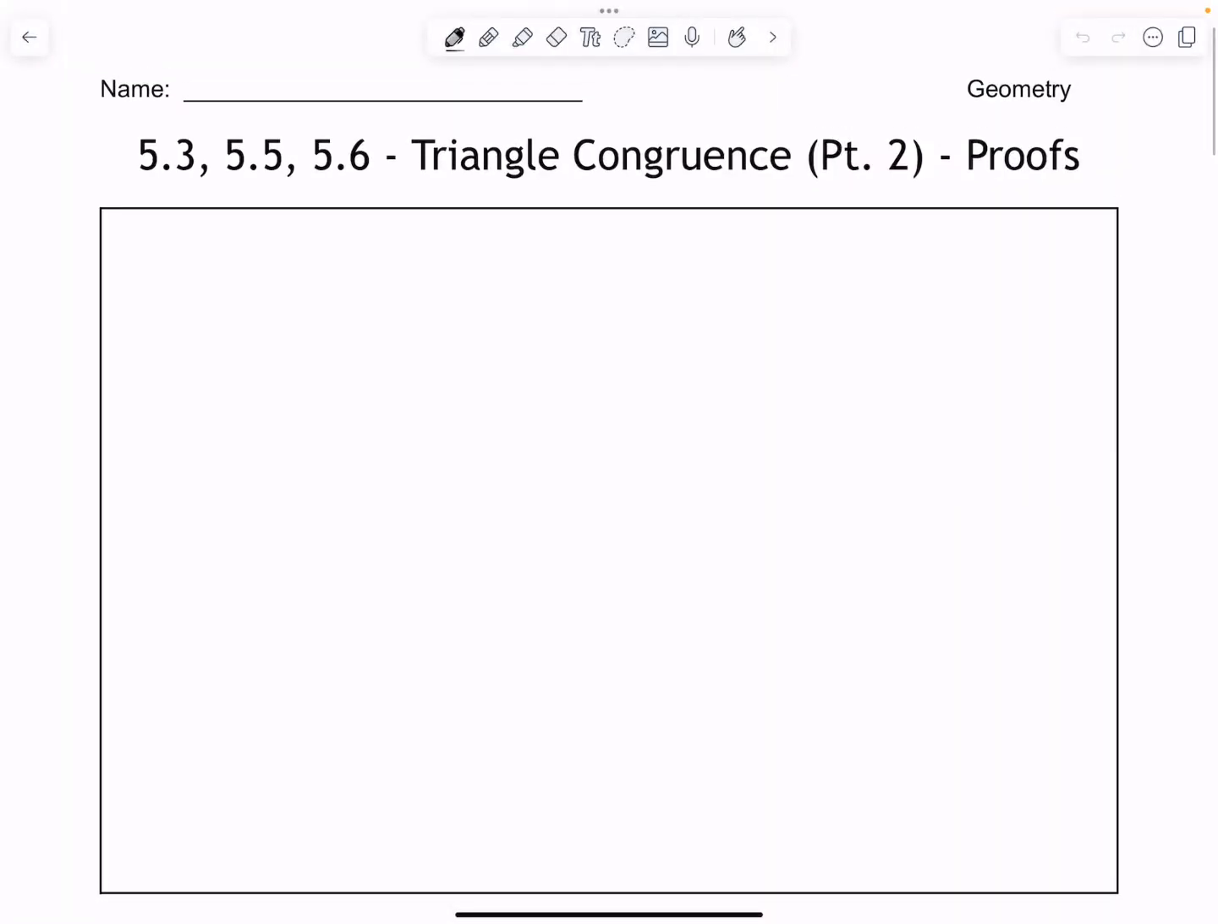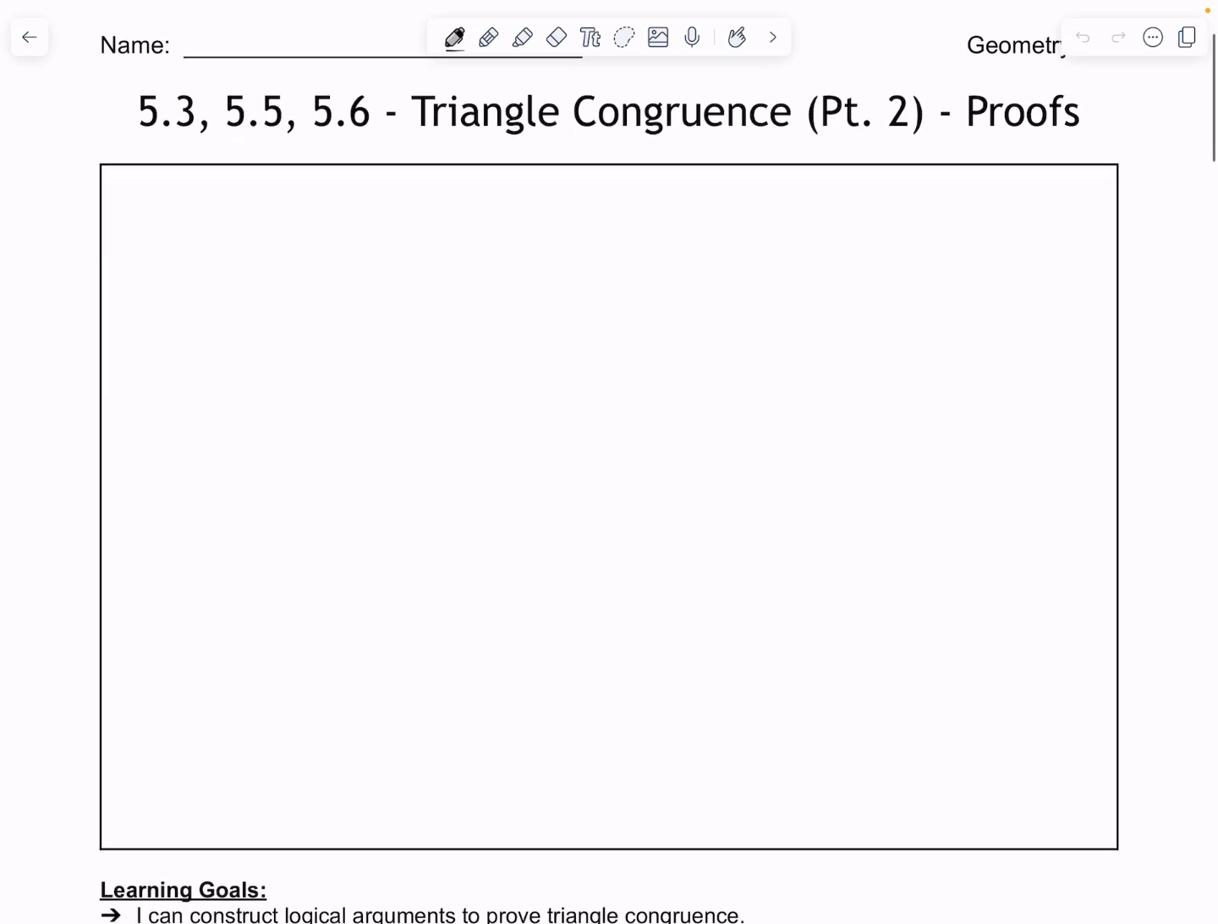All right, guys, in this video, I'm going to go over some proofs with these triangle congruence theorems. Now, before we get started with that, I wanted to go over 5 things to put in this box here to help us with these different proofs. So I'm going to start with the first one, which a few of you have already used before.